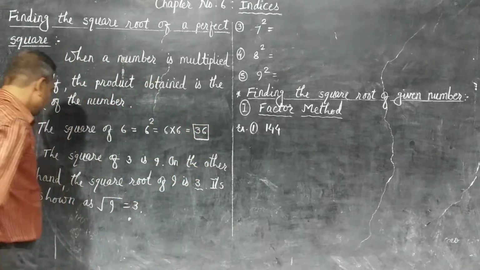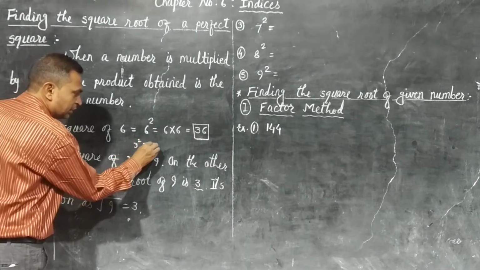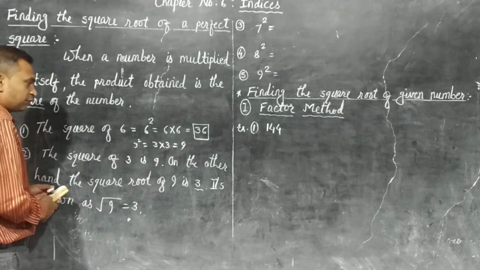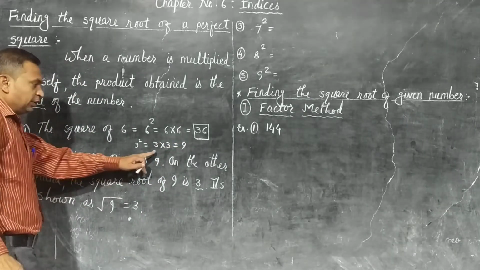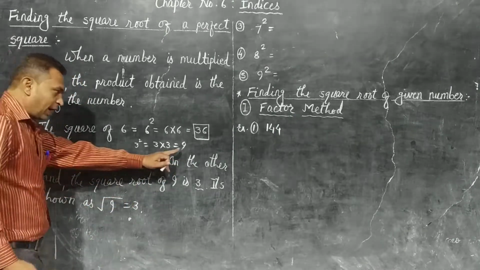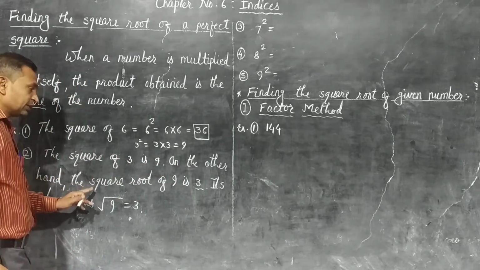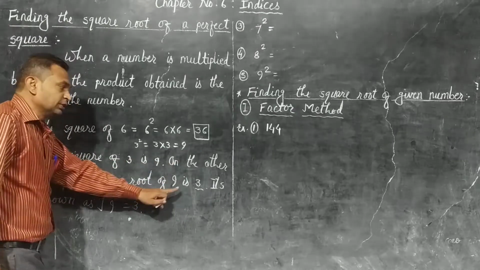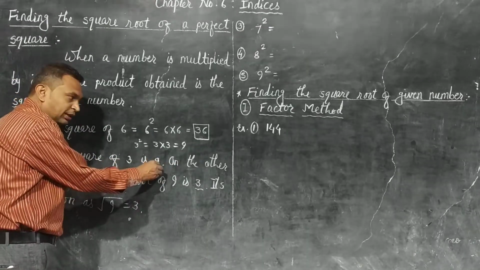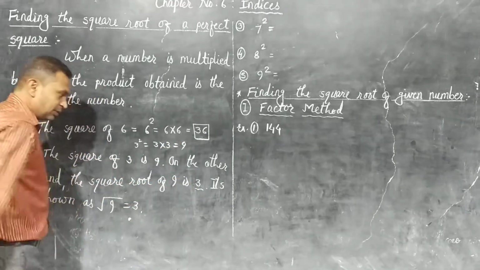Now second example, the square of 3. 3 square, 3 into 3 is equal to 9. 3 square means 3 into 3, that is 9. On the other hand, we can say that the square root of 9 is 3. Square of 3 is 9. And square root of 9 is 3.